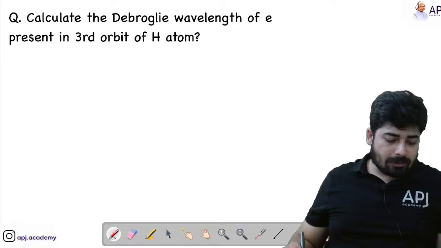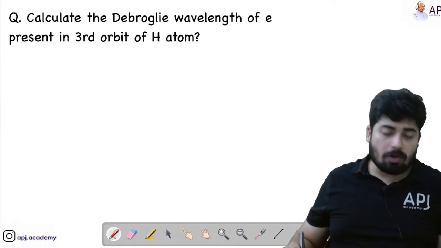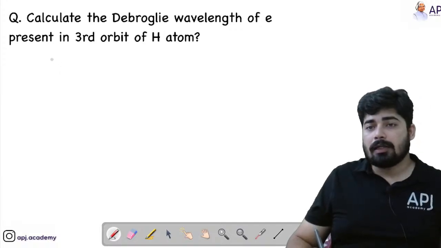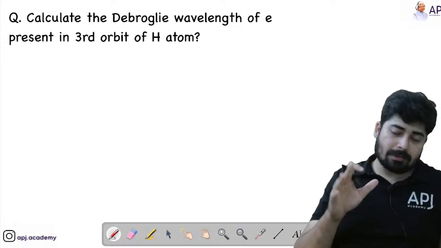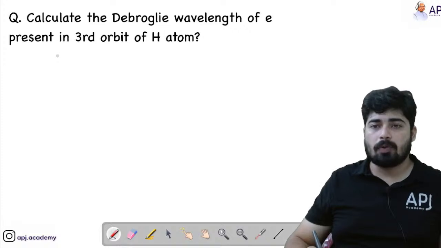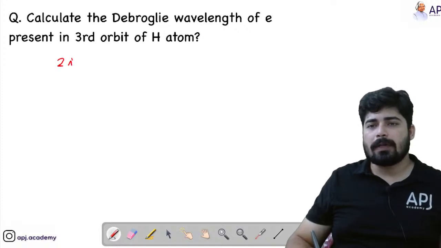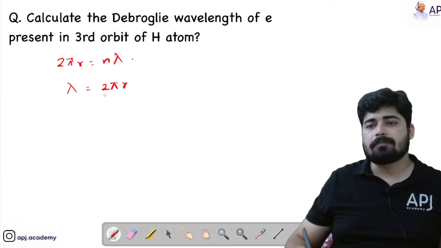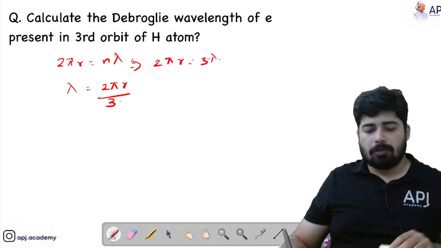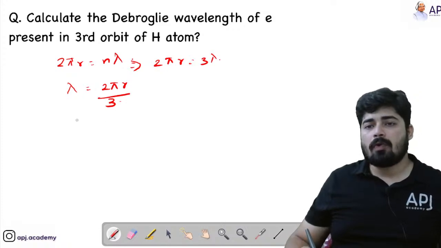Calculate the de Broglie wavelength λ of the electron present in the third orbit of the hydrogen atom. Okay, in the third orbit. Here you have to use the equation that we have just derived, by combining the equations of de Broglie and Bohr. That's the easiest way to do it. 2πr is equal to nλ. Here n is 3, so 2πr is equal to 3λ and λ is equal to 2πr by 3. Now, what is the value of r?